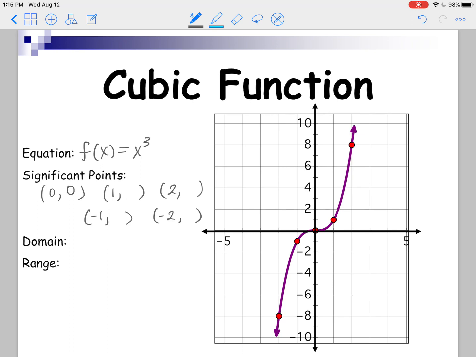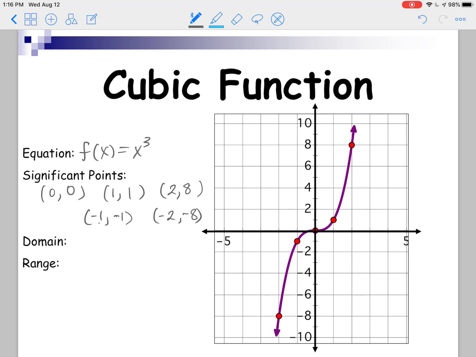0 cubed is just 0. 1 cubed is 1 times 1 times 1, 1. 2 times 2 times 2 would be 8. And then coming down here, -1 times -1 times -1 would get me back to -1. Because -1 times -1 is +1, times another copy of -1 would take us back to negative. Same situation happens with -2. -2 cubed would give me -8.